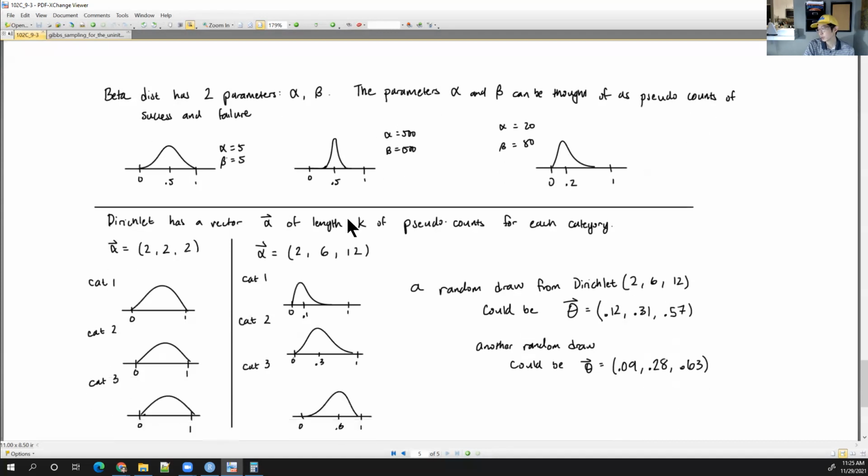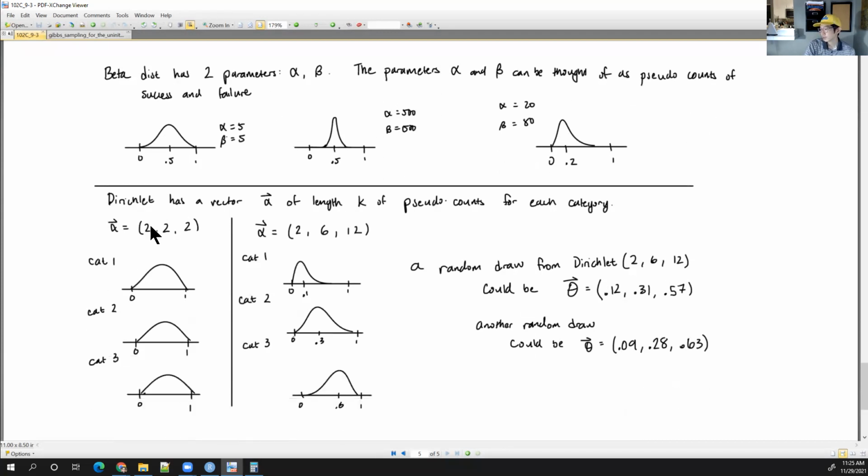The Dirichlet distribution, you now have a vector of kind of like pseudo counts for each of the different categories. So for the beta distribution, the alpha and the beta as these prior parameters served as kind of like pseudo counts for the number of successes and number of failures, because we only had two classifications. And now we have pseudo counts for more than 2 categories.